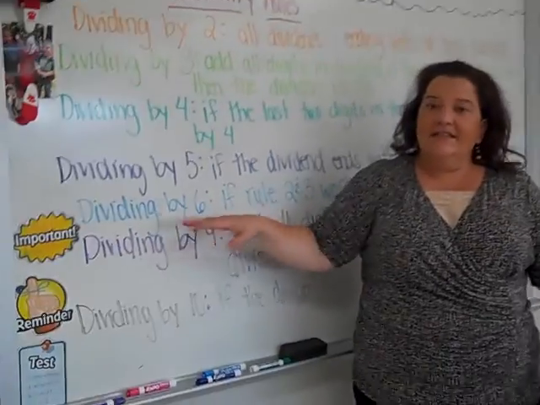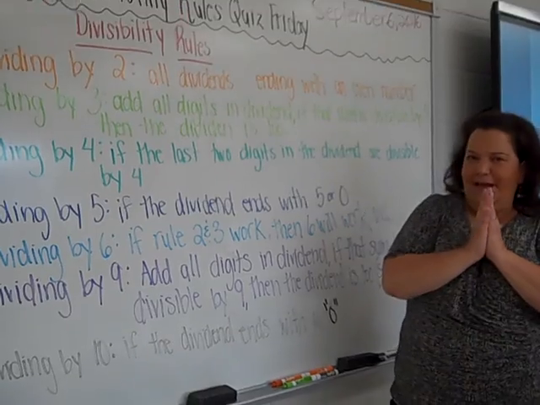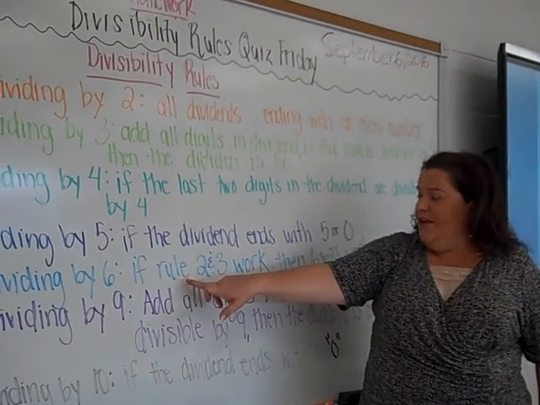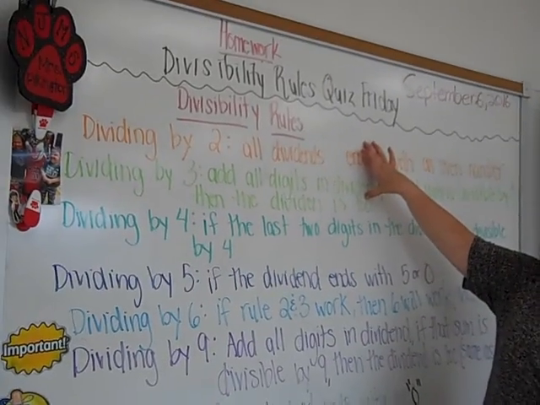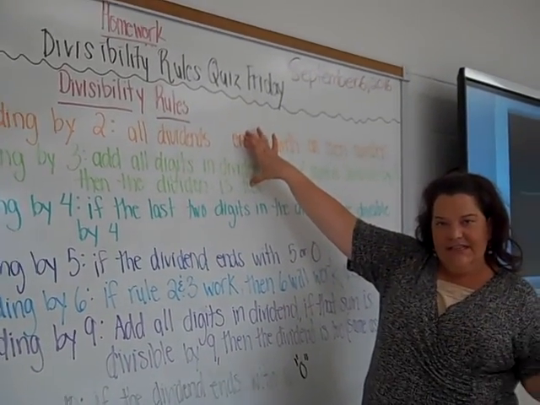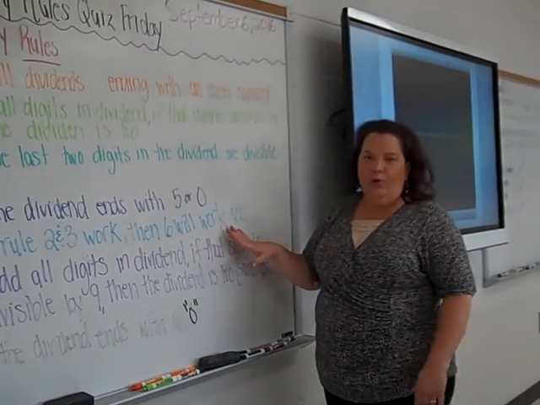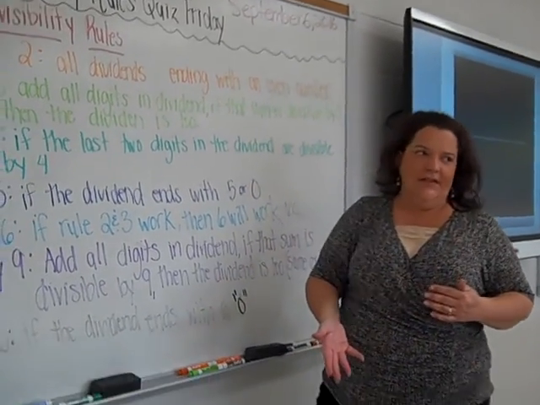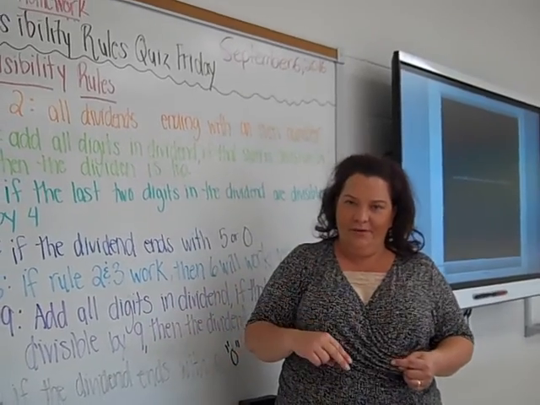Dividing by 6. This is a lot like our, I got that one wrong. Dividing by 6. If you can apply rule 2 and 3 up here, if you can apply both these rules to that dividend, if it works, then 6 will work too. So 6 will be able to go into that dividend if rule 2 and 3 work.